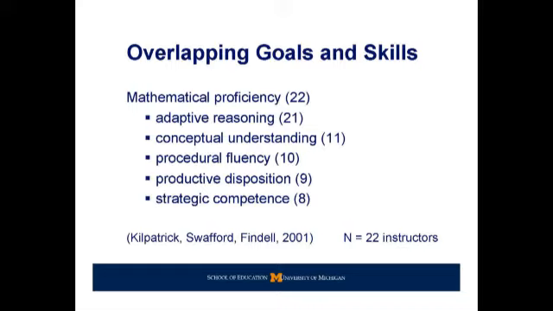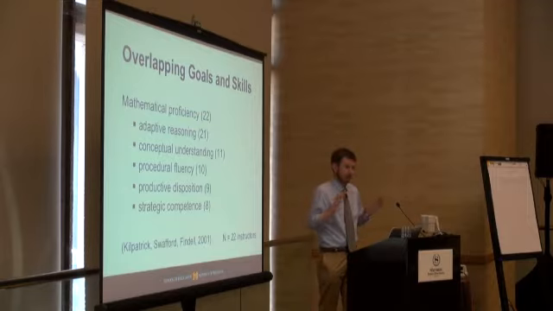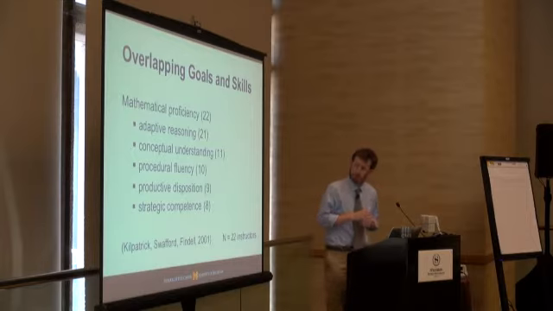So we used the 5 strands that Kilpatrick et al. put forth in Adding It Up as far as the 5 strands of mathematical proficiency: adaptive reasoning, conceptual understanding, procedural fluency, productive disposition, and strategic competence. Adaptive reasoning was by far the most widely spread. 21 of 22 is almost all, to say the least.